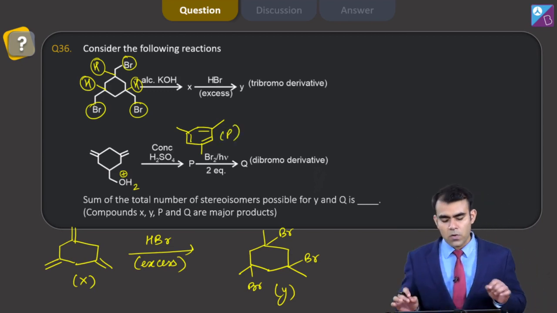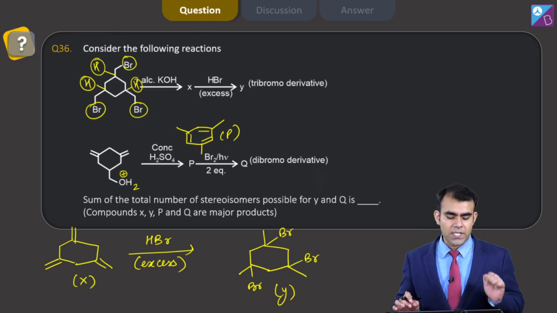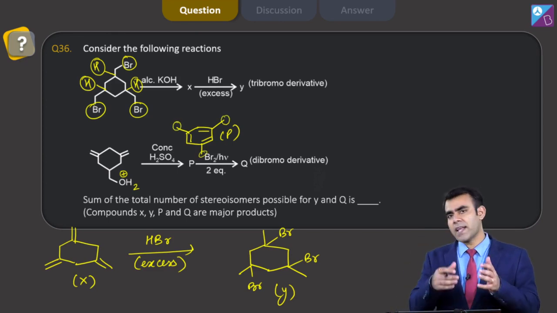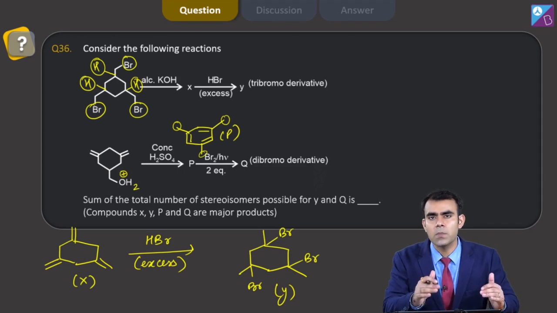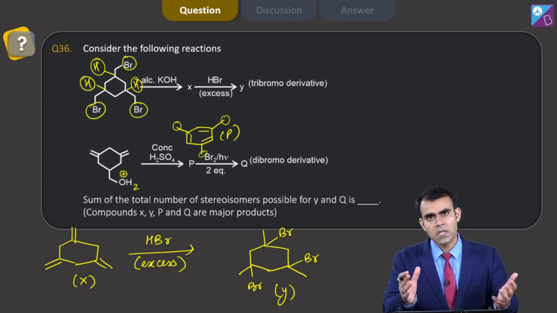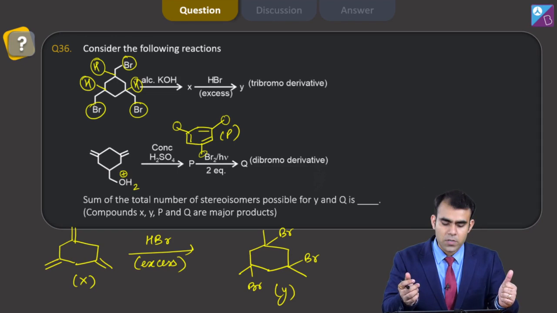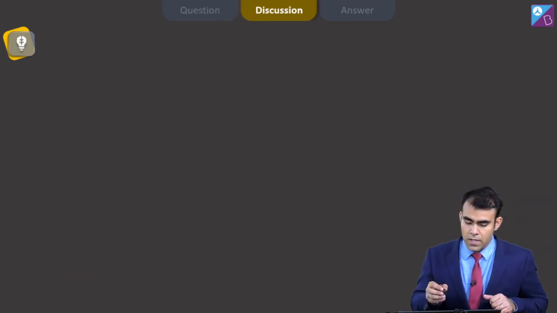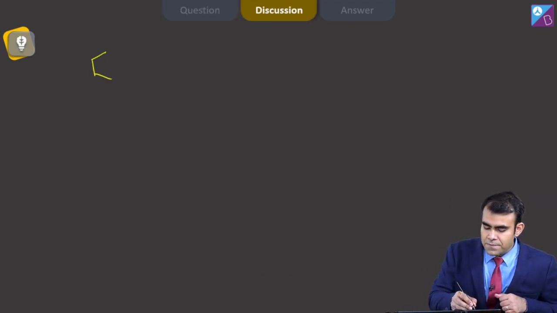Now this compound reacts with Br2/hv. 2 equivalents are there. It means 2 bromines are added on these alkyl substituents. They can be on a particular carbon atom or on different carbon atoms. Now we have to look for all the possibilities. So we have P and here we have Y. So Y is 3-methyl and 3-bromo on these positions.